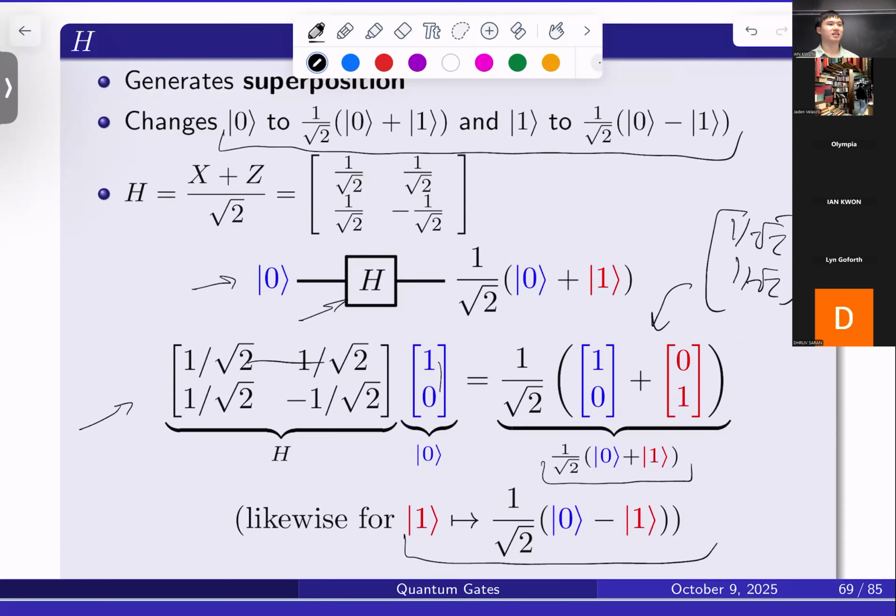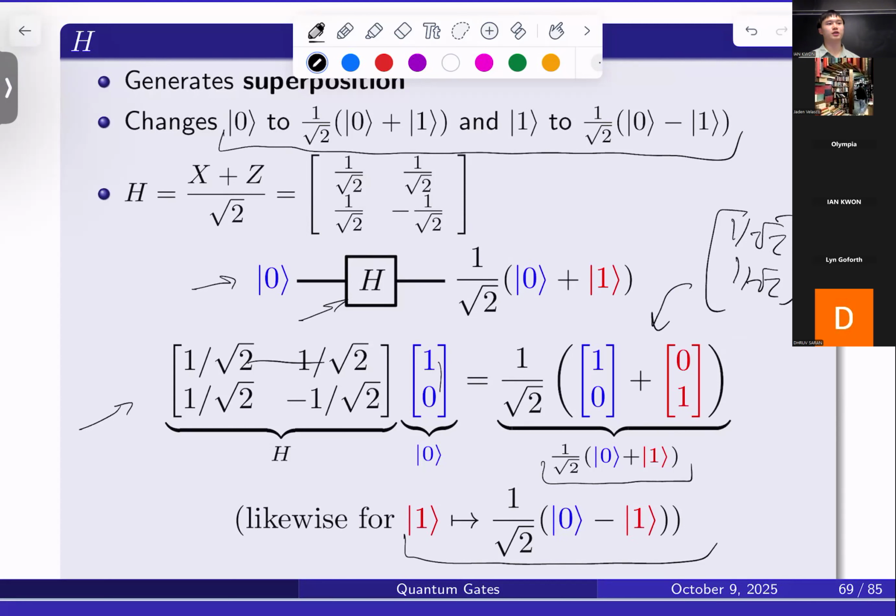So has everything I've been covering so far, like X, Z, H, does this make sense for everyone? Any questions? Feel free to ask. Okay, so one question is, if we do this gate on multiple qubits, can this cause entanglement? And the answer is no.